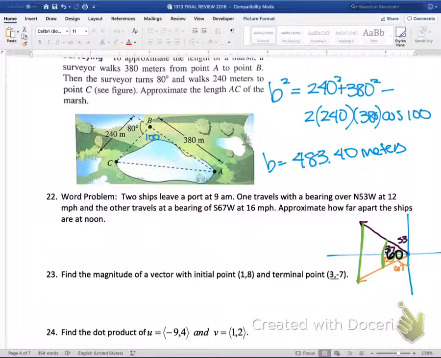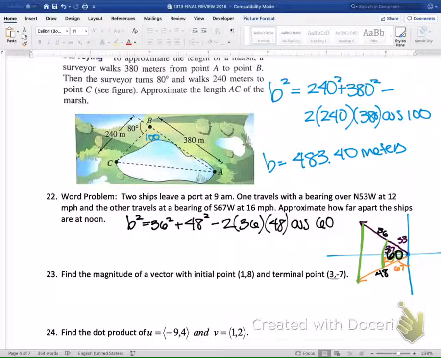3. Therefore, the first ship has gone 36, and the second one has gone 48. Now, after you get the picture labeled, it's the exact same as the previous question. Use the law of cosines. B squared equals A squared plus C squared minus 2 times A times C times the cosine of angle B. Just type that in and square root it, and you will be good to go. Okay.